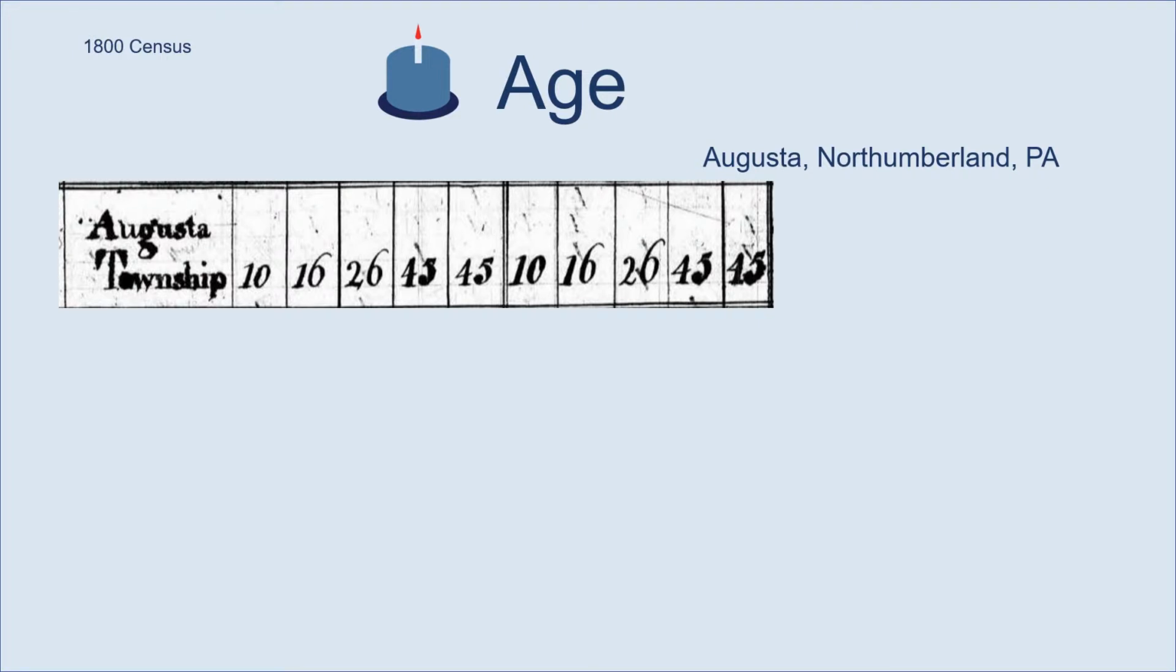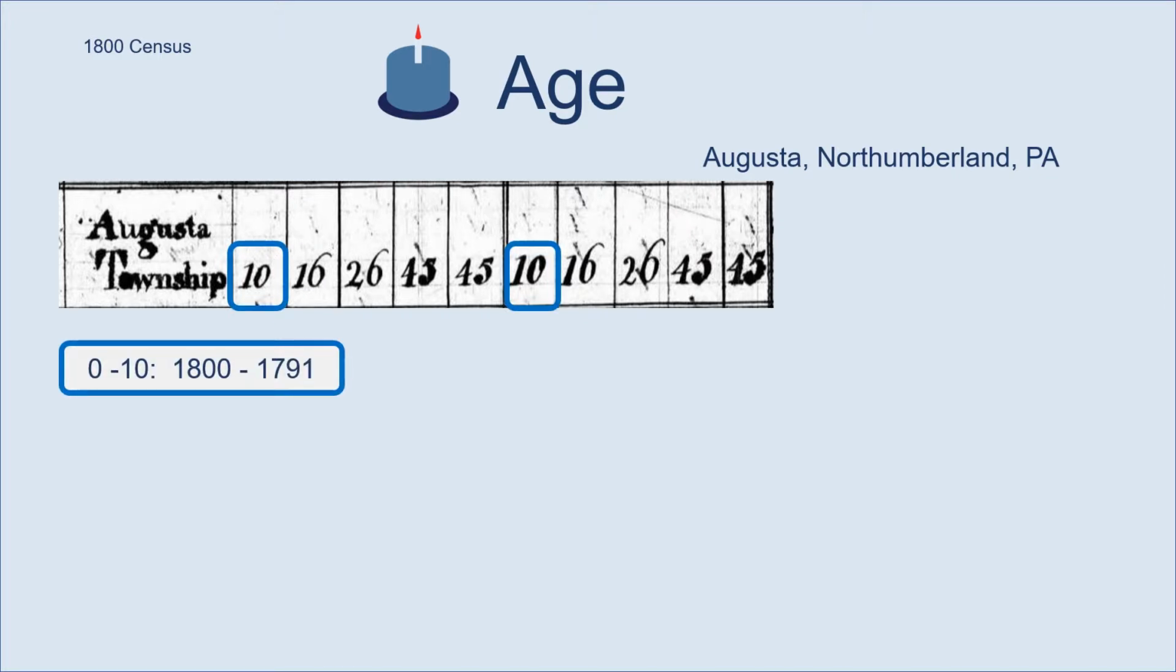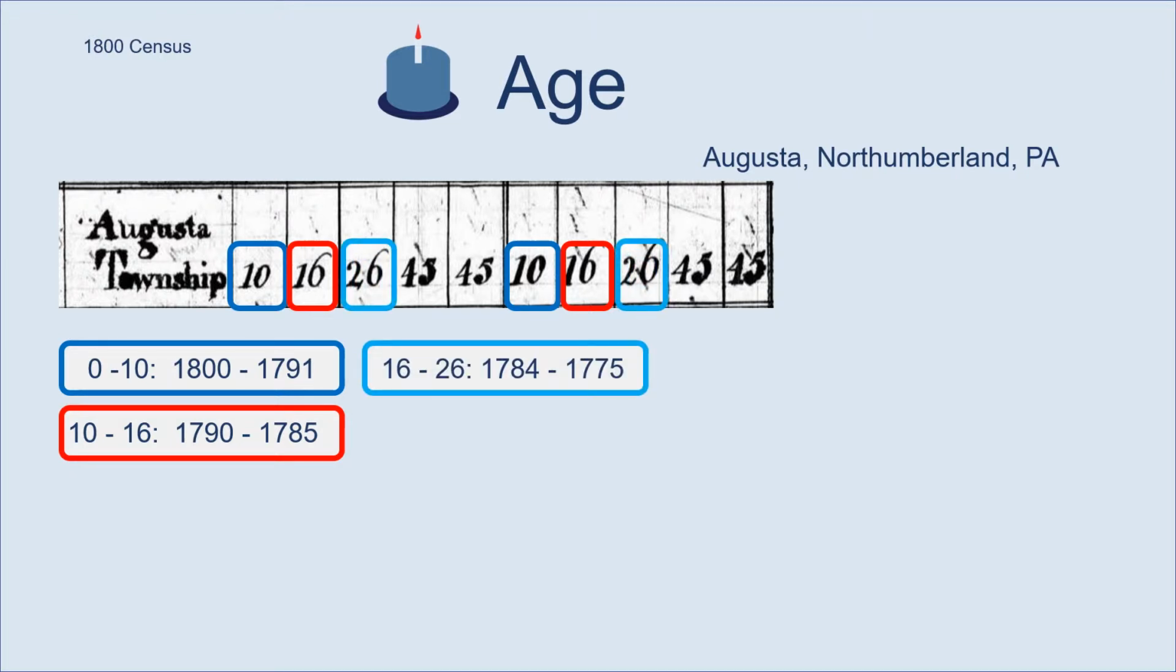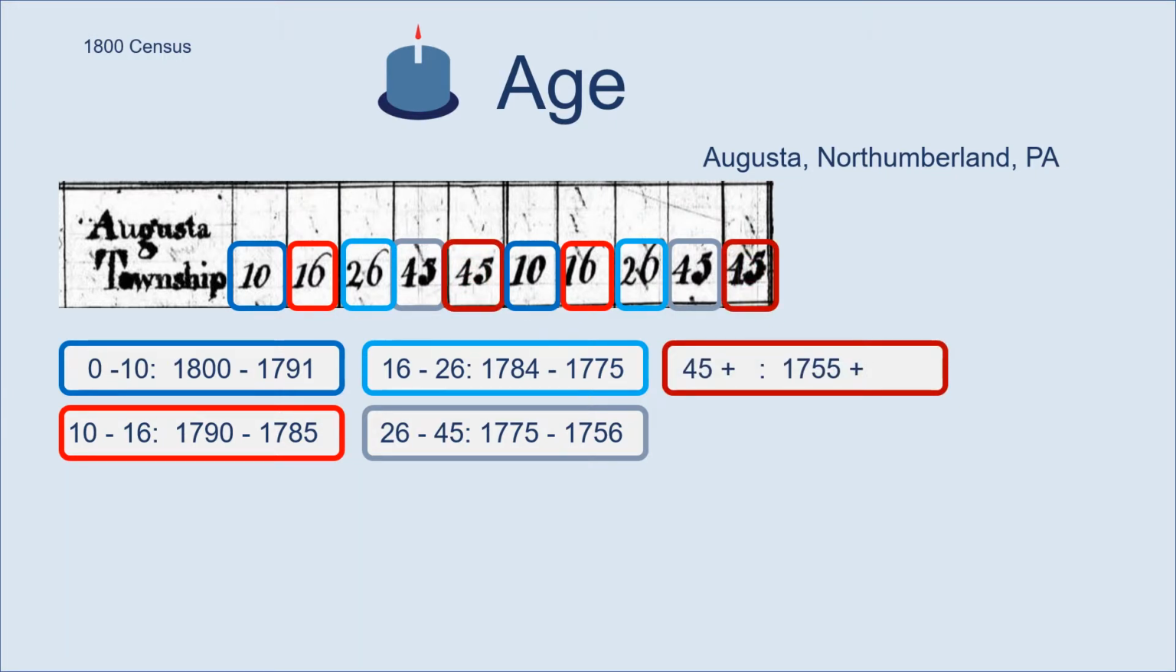Age. To the left is a section from Augusta, Northumberland, Pennsylvania. This census taker did a nice job writing the column titles, so it is easy to read. 0 to 10, born 1800 to 1791. 10 to 16, born 1790 to 1785. 16 to 26, born 1784 to 1775. 26 to 45, born 1775 to 1756. And 45 and older, born 1755 and earlier.